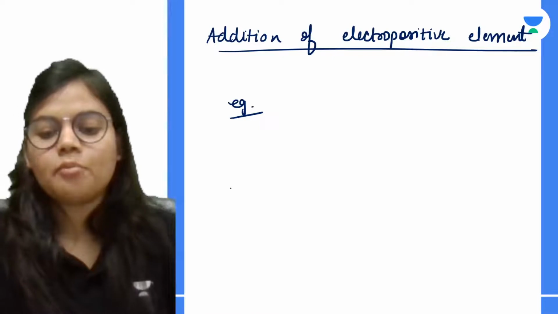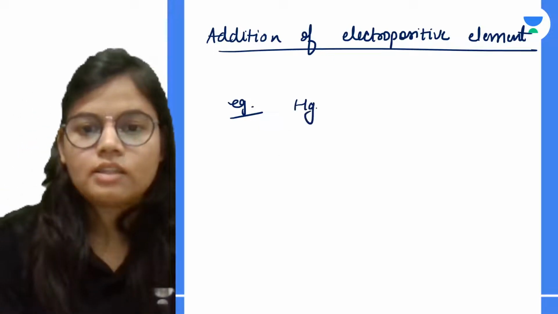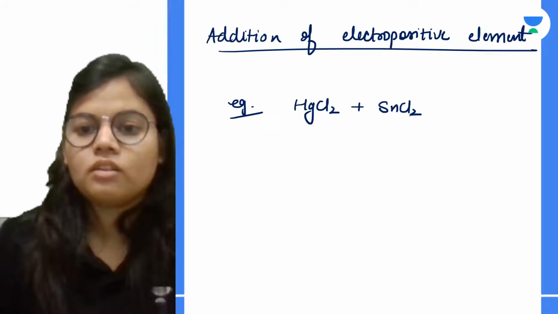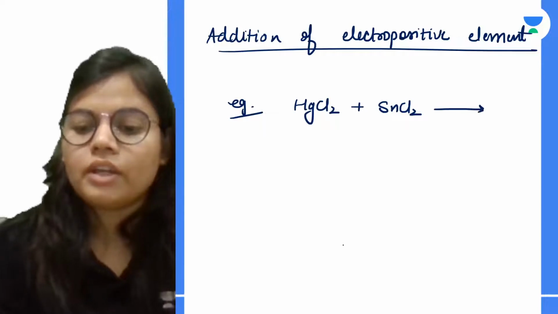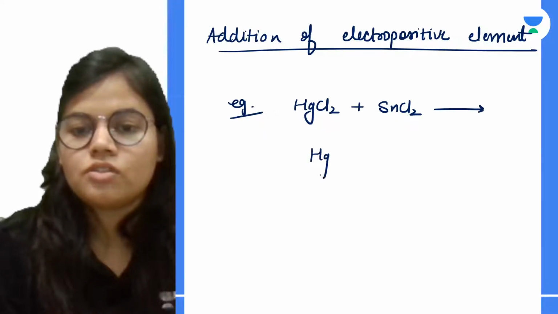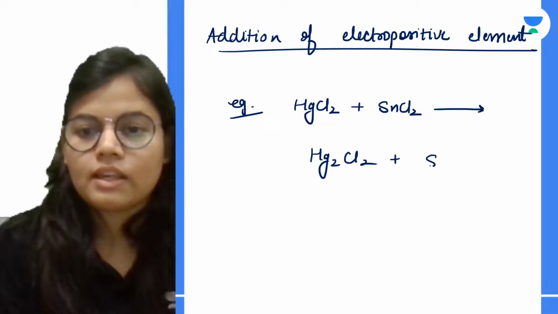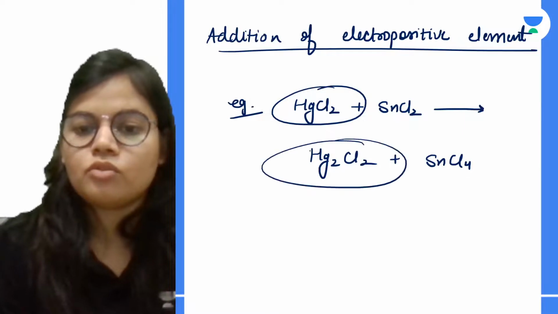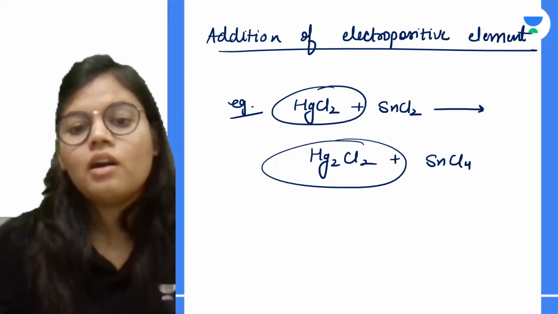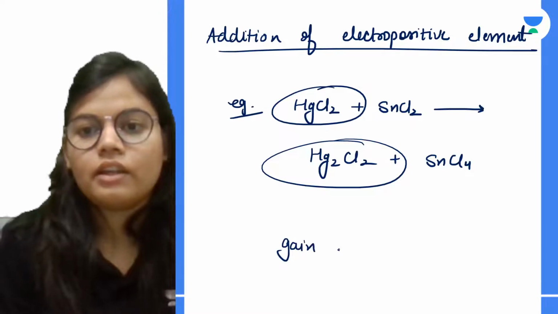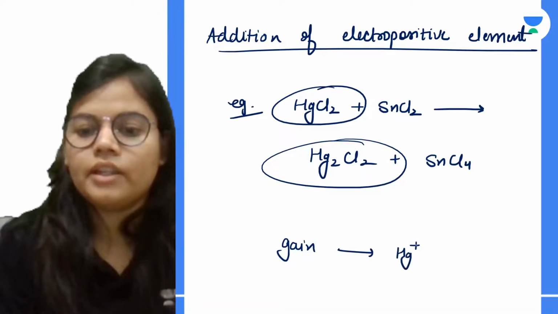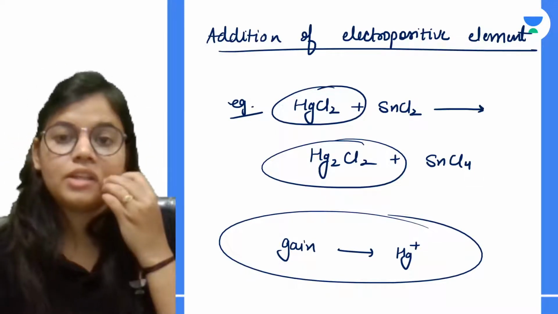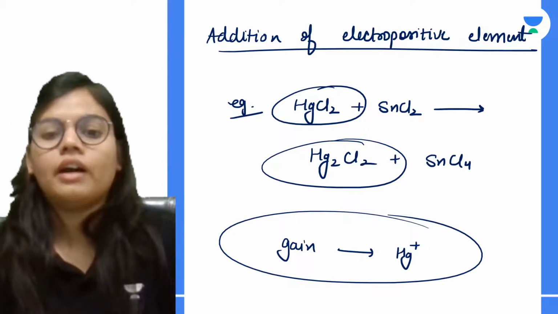Again, we will be having an example to understand. Let's take mercury chloride reacting with tin chloride. What are we getting? We are going to get Hg2Cl2 plus SnCl4. So this mercury chloride is getting reduced to mercurous chloride. How? Because we are gaining the electropositive ion or element, that is Hg plus. So this is how it is undergoing the reduction process.